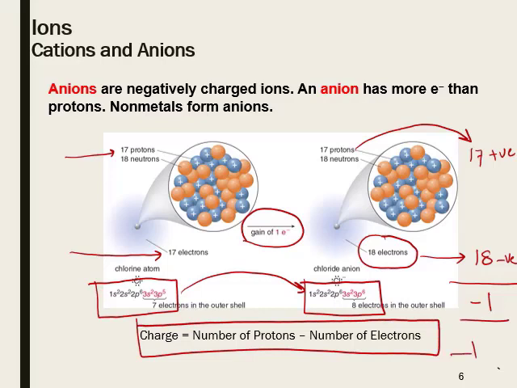So negatively charged ions are known as anions. So anions are negatively charged ions. So chlorine ion is an anion.